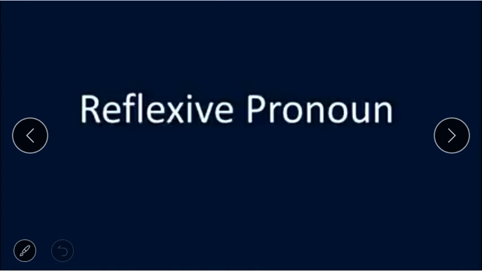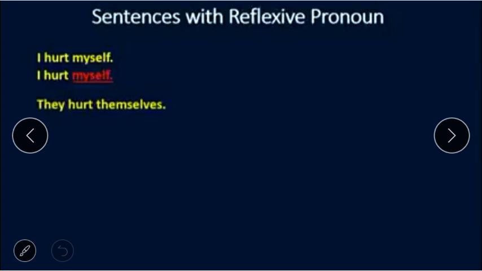Reflexive pronoun. A reflexive pronoun indicates that the object of a verb is the same as the subject. For example, I hurt myself. She hurt herself. So here myself is the object, when the action reflects on the subject. Here the subject is I. The object of a verb is the same as the subject.